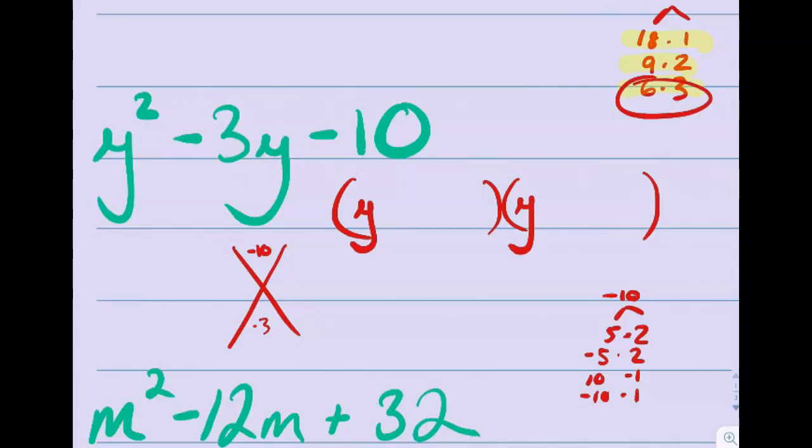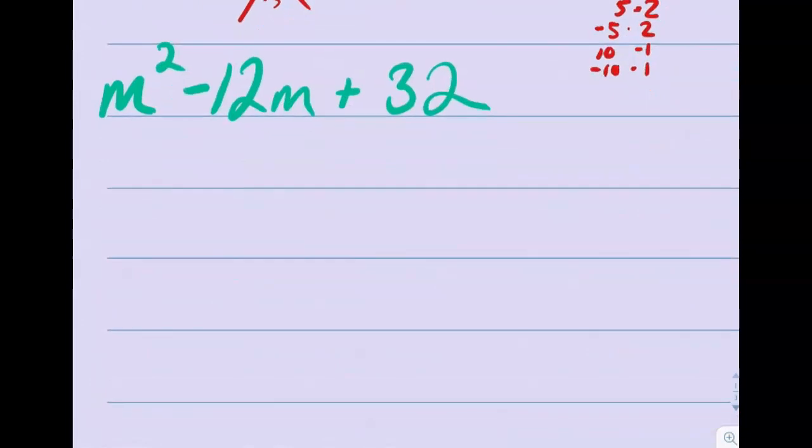Well, 5 and 2 subtract to 3, right? So we know it's not going to be the 10 and the 1. So 5 and 2 get us to 3. But we need to get to negative 3. So it looks like it's going to be negative 5 and positive 2. Because that's the only way I can go down 5, up 2, and get to negative 3. That's it. One more like that.